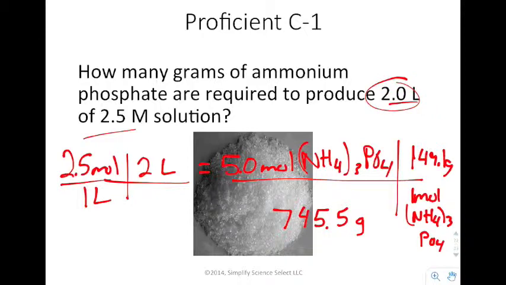Now you have to take into account significant figures. There are only 2 significant figures in both of these values right here, so this should really only be two significant figures, so we'd round it, and it'd be about 750. We don't want to put that dot there. 750 grams. So these two are significant, and that 0 is a placeholder.